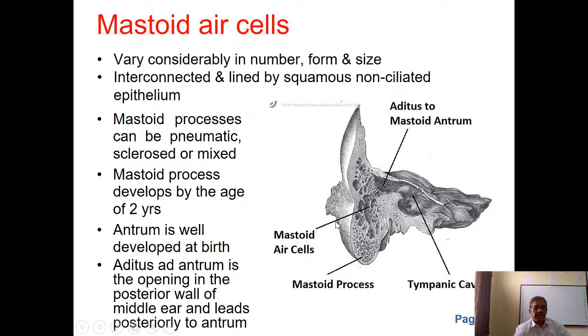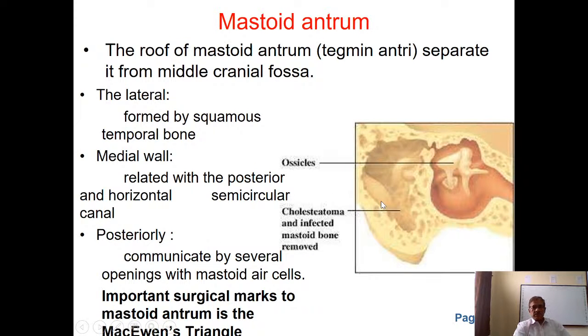Then the mastoid antrum. There are three variants that are described. One is the cellular, where you have plenty of cells. The other one is the sclerotic, where you have only the antrum and very scanty air cells, which are honeycomb-like cells. Then in between, the mixed type, which is hypocellular. So the three variants that are present are cellular, mixed, as well as sclerotic.